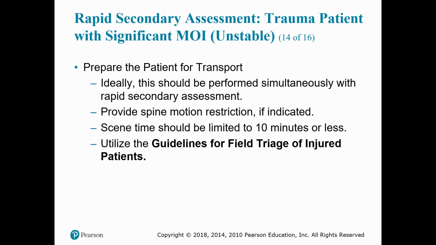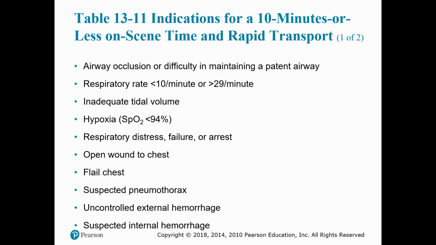Airway occlusion, they have a difficult airway to maintain. Respiratory rates less than 10 or greater than 29 a minute. Tidal volumes inadequate. Patient is showing signs of hypoxia. SpO2 is less than 94. Any respiratory distress, failure, or arrest. They have an open wound to the chest or a flail chest segment. You suspect a pneumothorax, uncontrolled external hemorrhage, suspected internal hemorrhage. Any signs or symptoms of shock. Significant external blood loss with controlled hemorrhage. GCS of 13 or less.